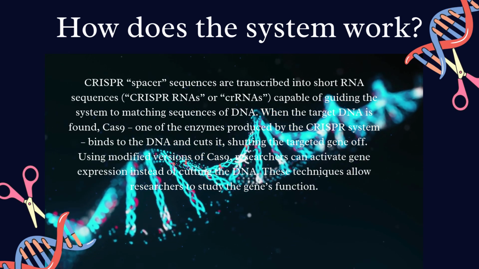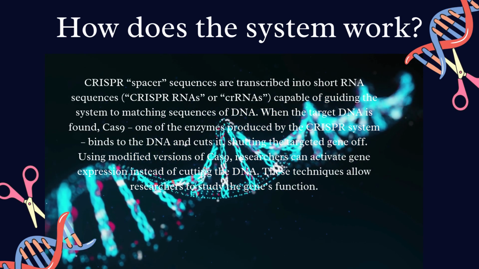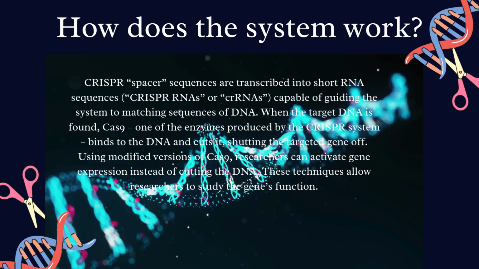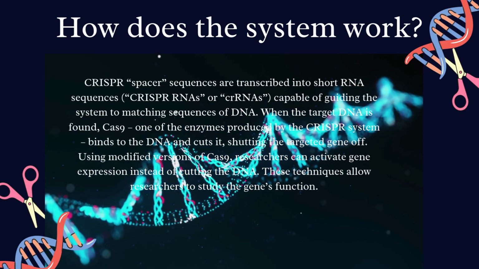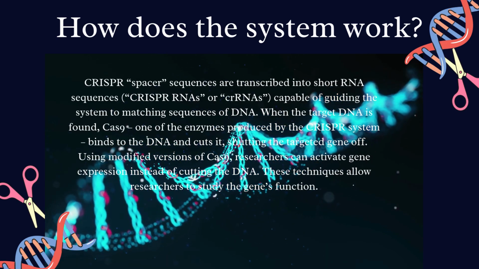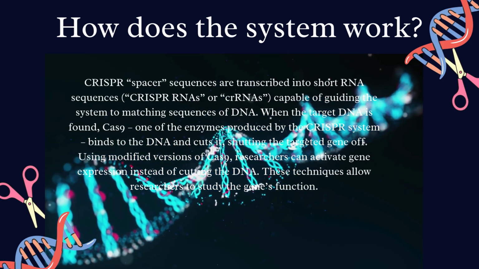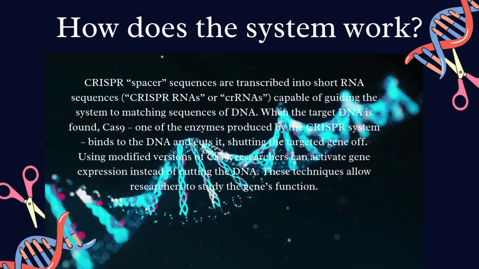Okay, how does the system work? CRISPR spacer sequences are transcribed into short RNA sequences, CRISPR RNAs or crRNAs, capable of guiding the system to matching sequences of DNA. When the target DNA is found, Cas9, one of the enzymes produced by the CRISPR system, binds to the DNA and cuts it, shutting the target gene off.